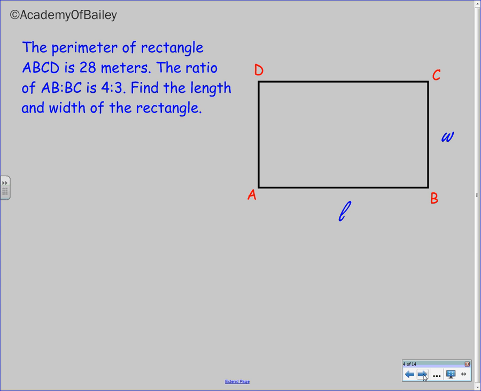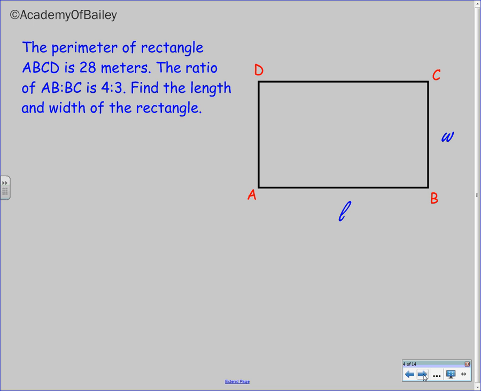The perimeter of a rectangle ABCD is 28 meters. Remember, perimeter is the distance around. The ratio of side AB to side BC is 4 to 3. Find the length and width of the rectangle.